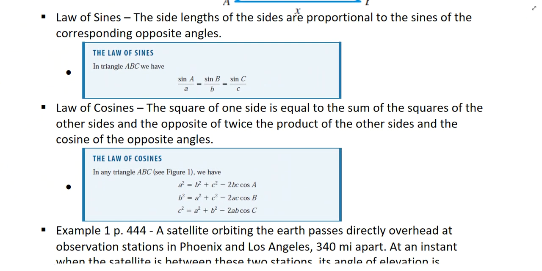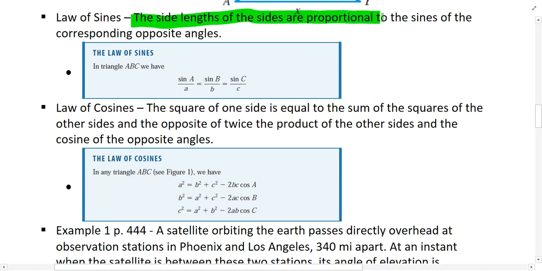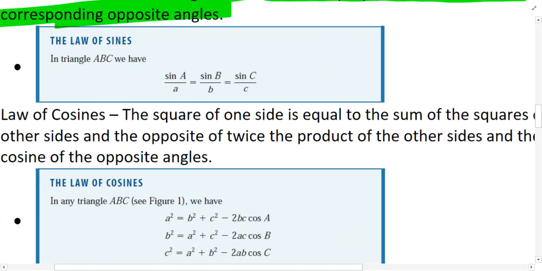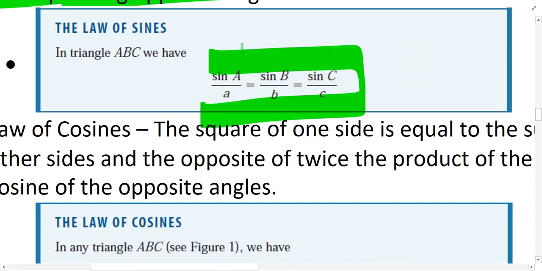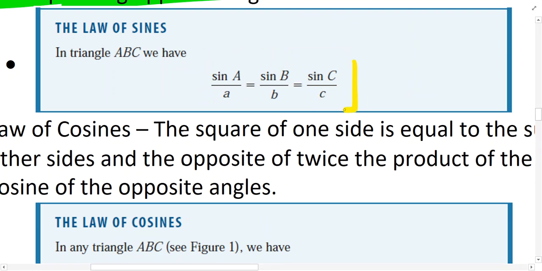Now, the law of sines and law of cosines are as follows. The law of sines states that the side lengths of the sides are proportional to the sines of the corresponding opposite angles. And that phrase by itself may be a bit confusing or intimidating, but if we look at the equation associated with it in this block here, you ought to be able to memorize this. Sine of A divided by a is equal to sine of B divided by b, which is also equal to sine of C divided by c.